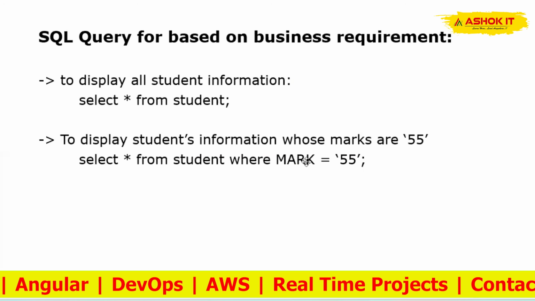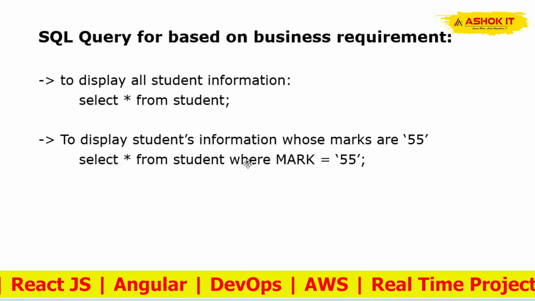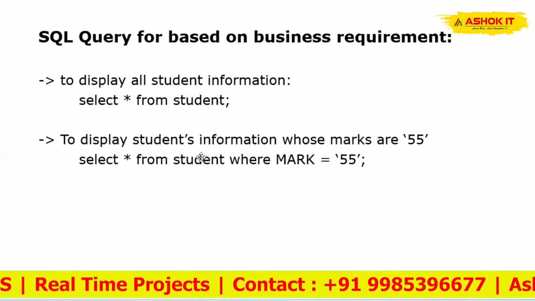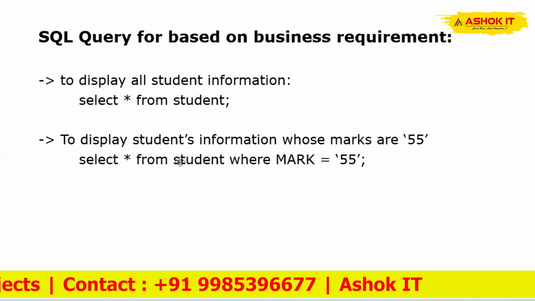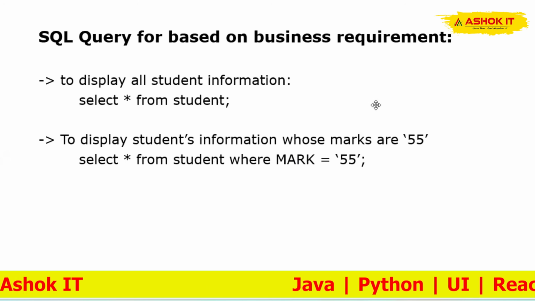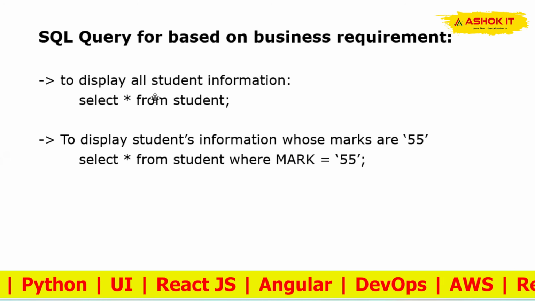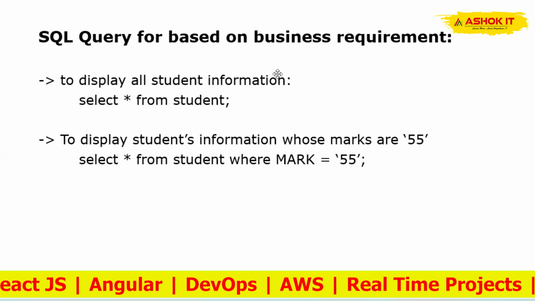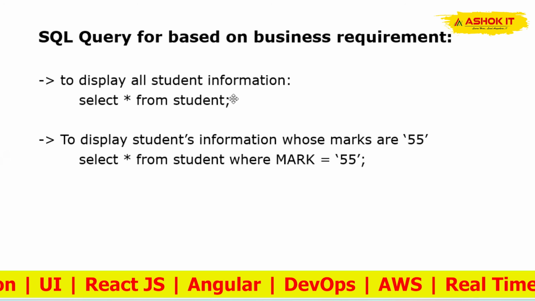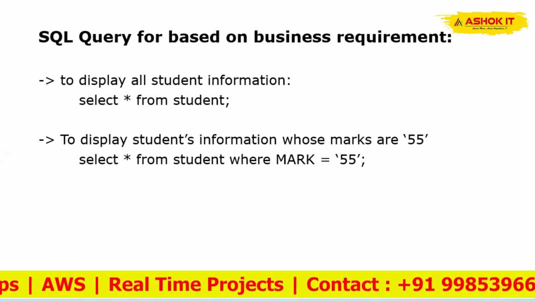field which has the value 55. The students who have marks 55 in this given table or relation, all that information I want to select. So by using this, we can get it. Otherwise, if you want to get all the student information, we can give this query: select star from student. Every query in SQL must be terminated with a semicolon. This is the way we can write SQL queries to interact with the database.